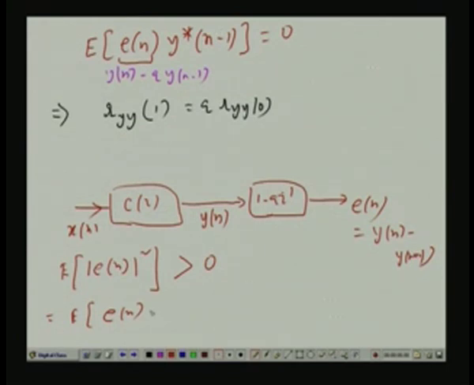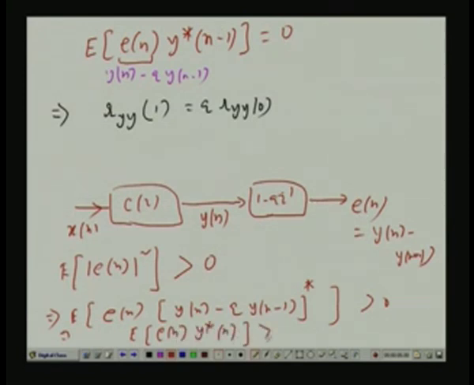E n into E star n. And what is E star n? E star n is, you replace again y n minus q star, this is greater than 0. Consider the second term, E n into y n minus 1 star, that is 0 because E n is orthogonal to y n minus 1, that we have seen earlier. So, forget that term. So, what you get is, this leads to E of E n y star n greater than 0.